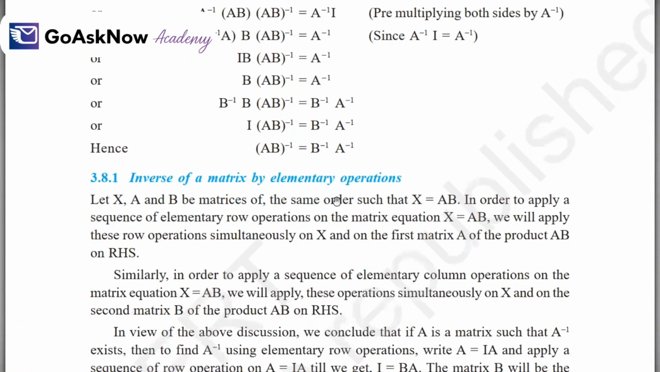Inverse of a matrix by elementary operations. We have just seen what the inverse of a matrix is. We can find it by elementary operations also. So how can we find it? Let's see what the main idea of this is.